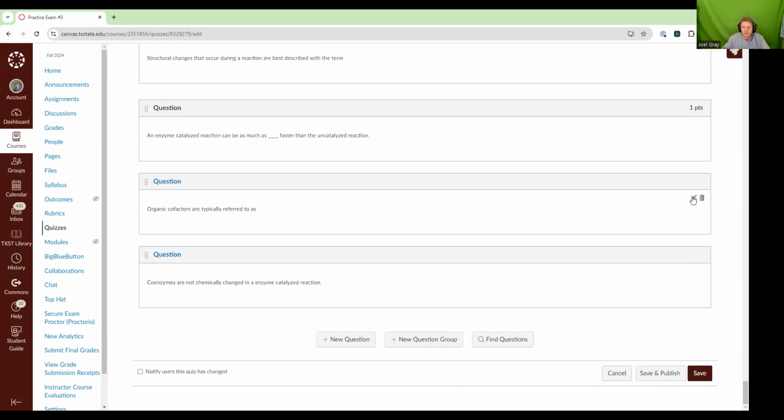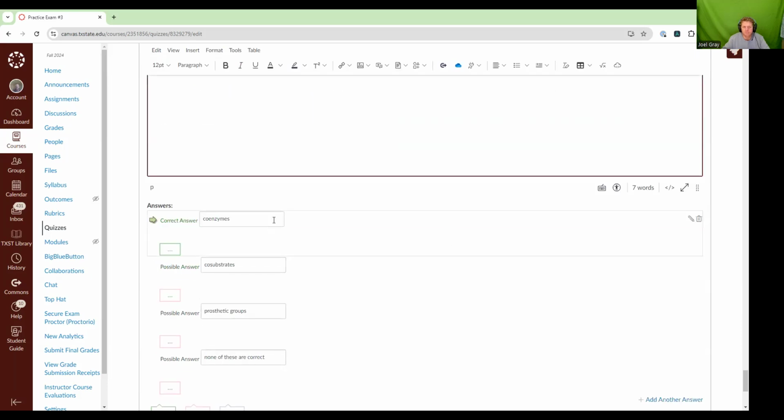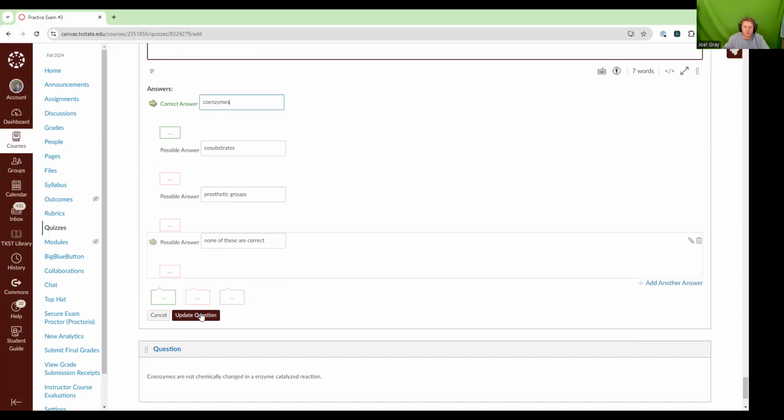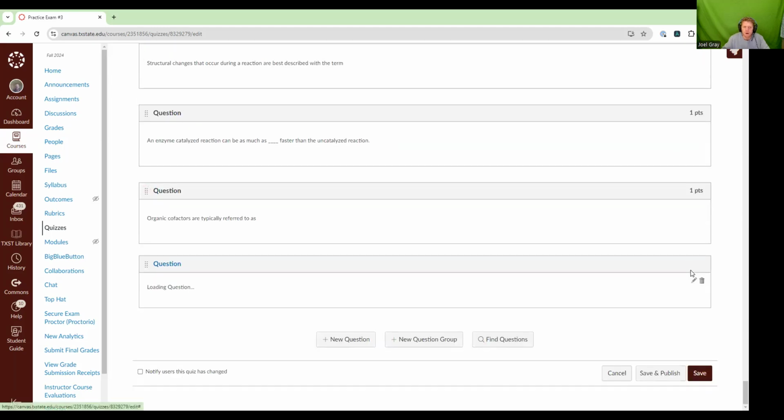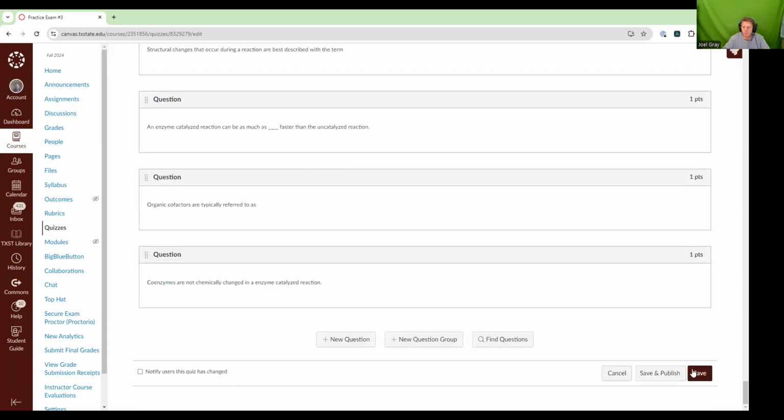Organic cofactors are typically referred to as coenzymes, cosubstrates, prosthetic groups, or none of these are correct. The correct answer is, by definition, a coenzyme. Now, coenzymes are not chemically changed in an enzyme catalyzed reaction. Is this true or false? Well, a coenzyme is going to undergo some sort of change, but then it's going to be returned back to where it began. Coenzymes are not chemically changed in an enzymatically catalyzed reaction. That would be false because they do undergo a change and then they return.